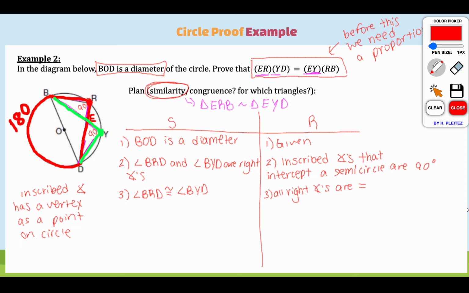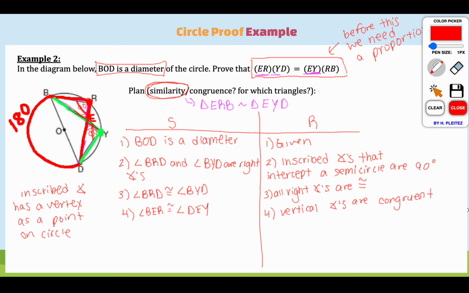So far, we have this angle here being congruent to this angle here. And I also see some vertical angles involved. So we can take a look at angle BER, which is here, and angle DEY, which is here. So angle BER is congruent to angle DEY because vertical angles are congruent. And now we have enough.